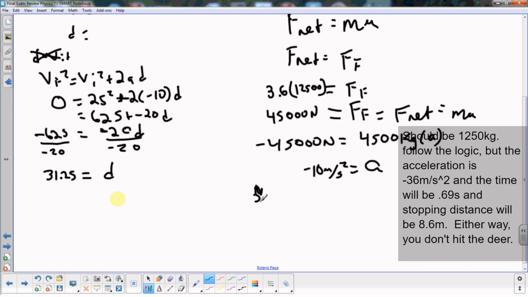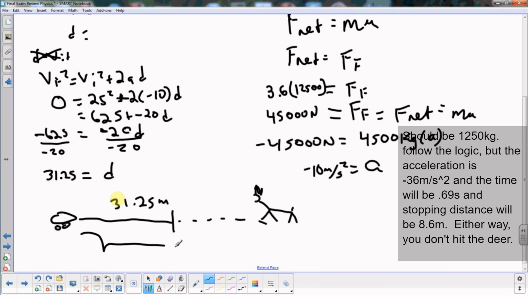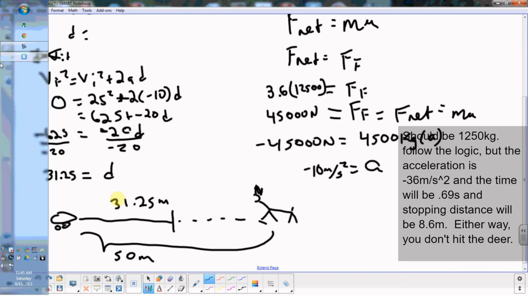So here's Bambi. Bad Bambi. Yeah, let's just go with it. So here's my car. I stop here, 31.25 meters away. Bambi is 50 meters away. I don't even come close to her. So, hooray. Everybody wins.